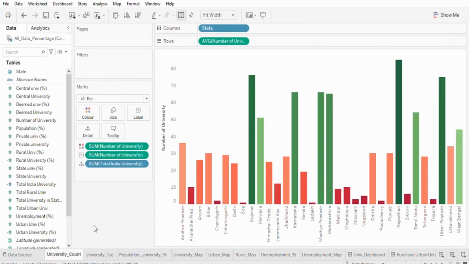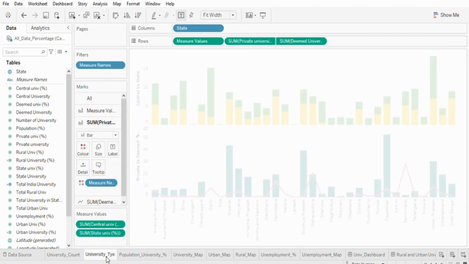Here you can see all the required fields are visible on the left. I am keeping state as a column and total number of university as a row, and I have customized a few things for decoration. So we are getting the graph as per our need, and I have also put some labels, so while hovering you can get the details on the graph.